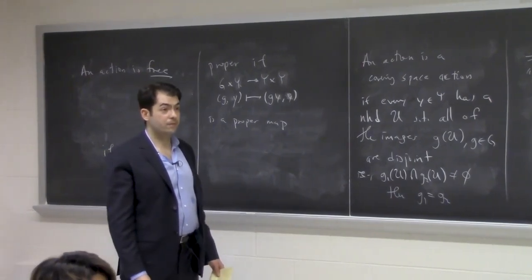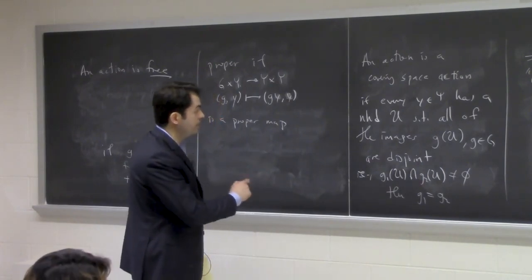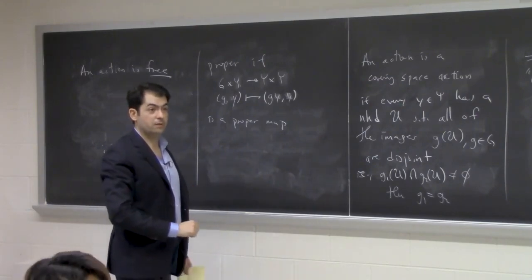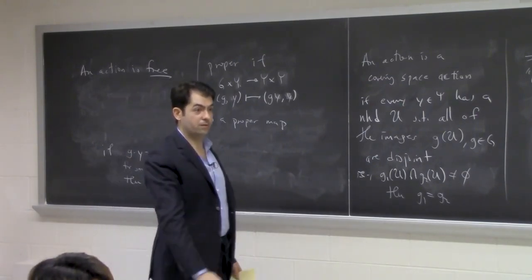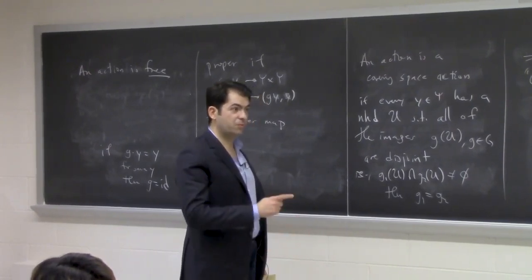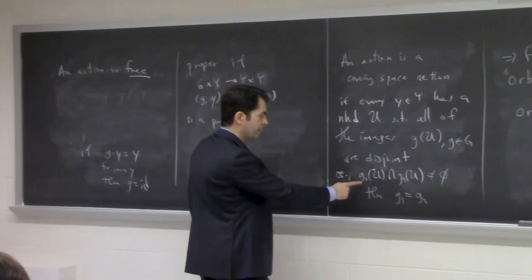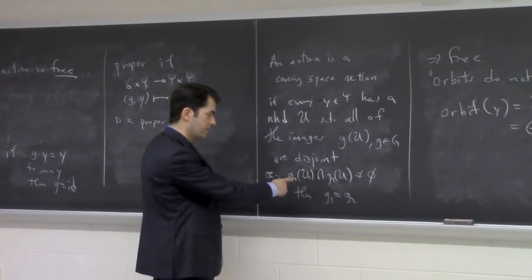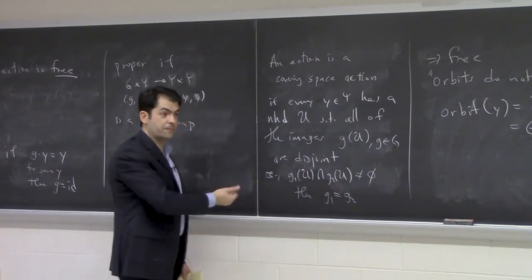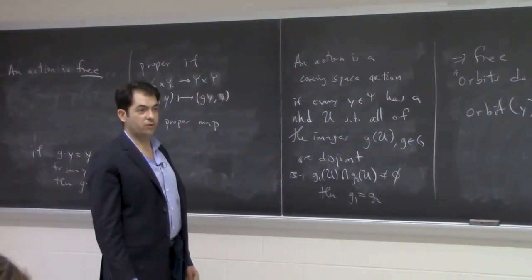So are these actions proper? They are. They're proper with the discrete topology, so they are properly discontinuous. But what's unfortunate is sometimes properly discontinuous is defined just like this, but you only ask that this be, you allow finitely many intersections. Right? So that's why it's a confusing term to top it off.